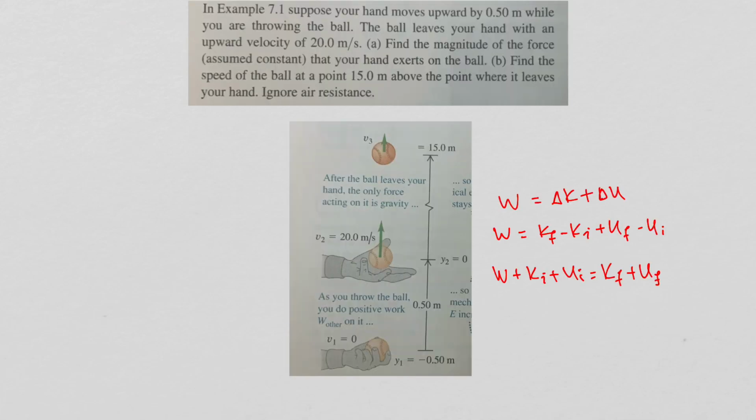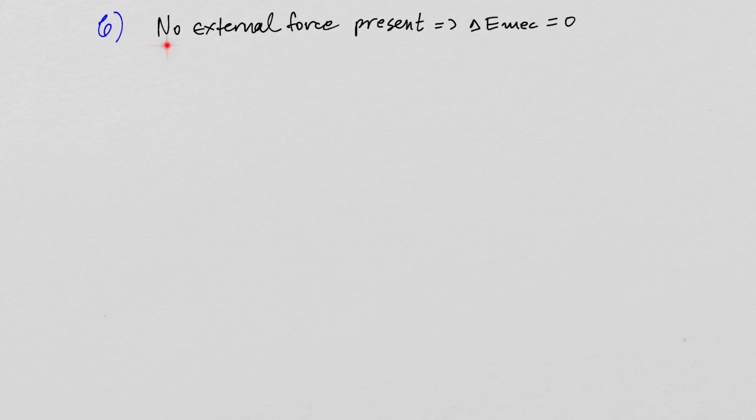For the second part of the question, we need to find the velocity at 15 meters above. We want to find the velocity at 15 meters above the release point. So for that, since there is no longer an external force applied to the system, we can use the conservation of mechanical energy when conservative forces are present, and that is simply the gravitational force in this case. So again, since there is no external force present anymore, the change in mechanical energy is zero, which simply means that kinetic energy initial plus potential energy initial is equal to kinetic energy final plus potential energy final.